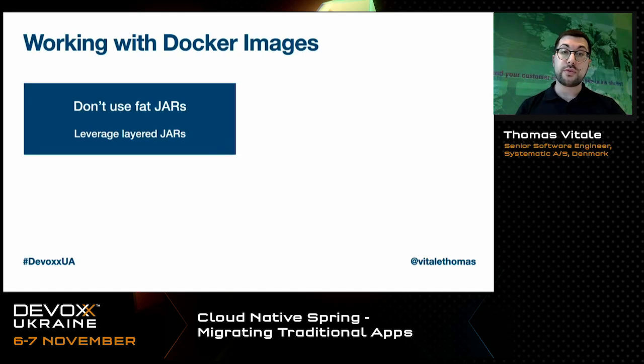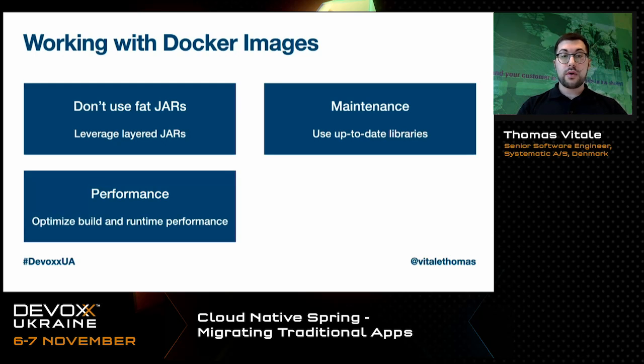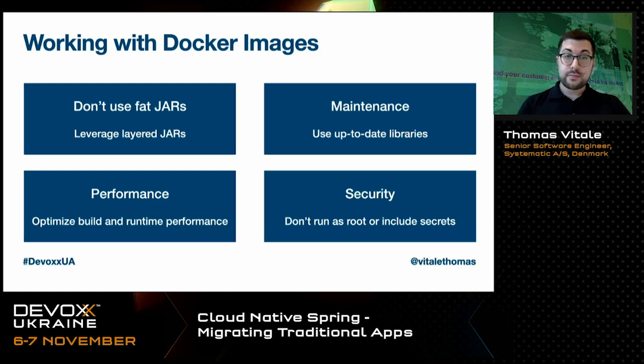For example, we don't want to use the fat jar inside the image, but we want to leverage the layered jar mode that, since Spring Boot 2.4, is enabled by default, so that we have on different layers the dependencies and our own application code, which is the one that changes more often. We also need to maintain Docker files and use up-to-date libraries, being sure of what we use inside the image. We need performance, both at build time and runtime, and security.